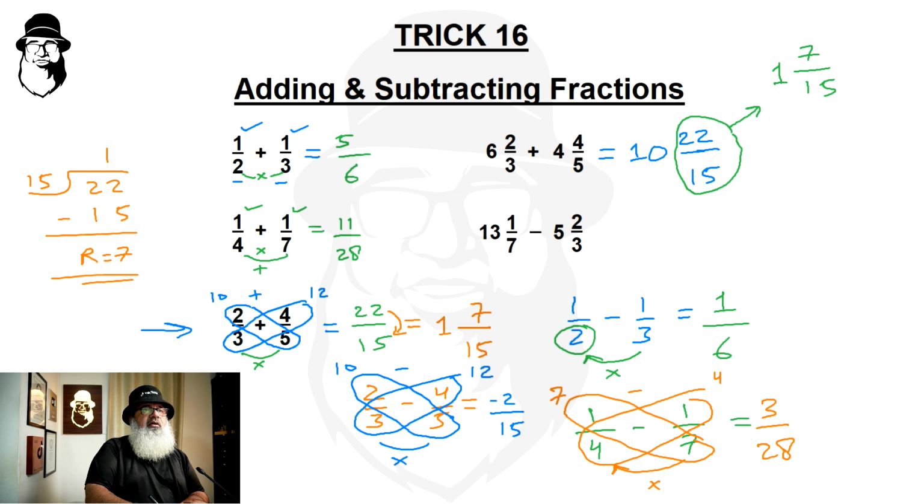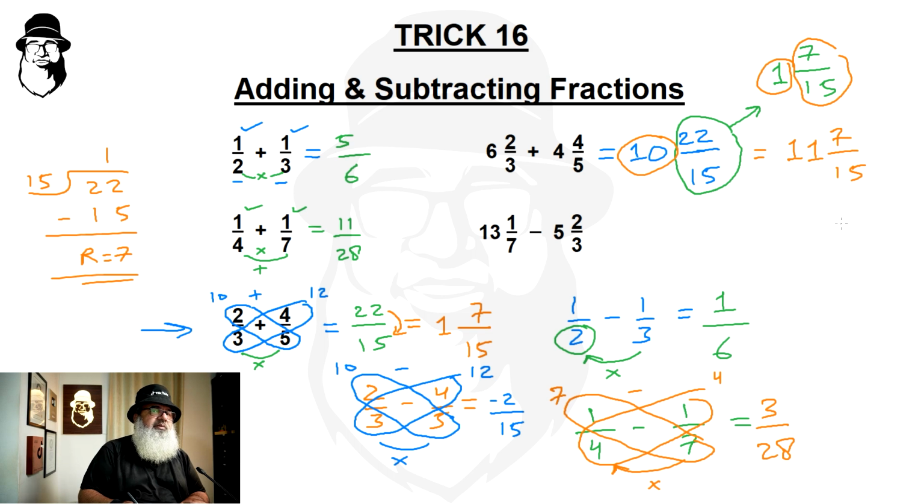Now again we adjust the whole numbers. This is 1 and this is 10. So we have 11, and we write the new fraction, this one, 7 over 15 is our answer. 11 whole number 7 over 15. And here we have negative. So 13 minus 5 is 8.